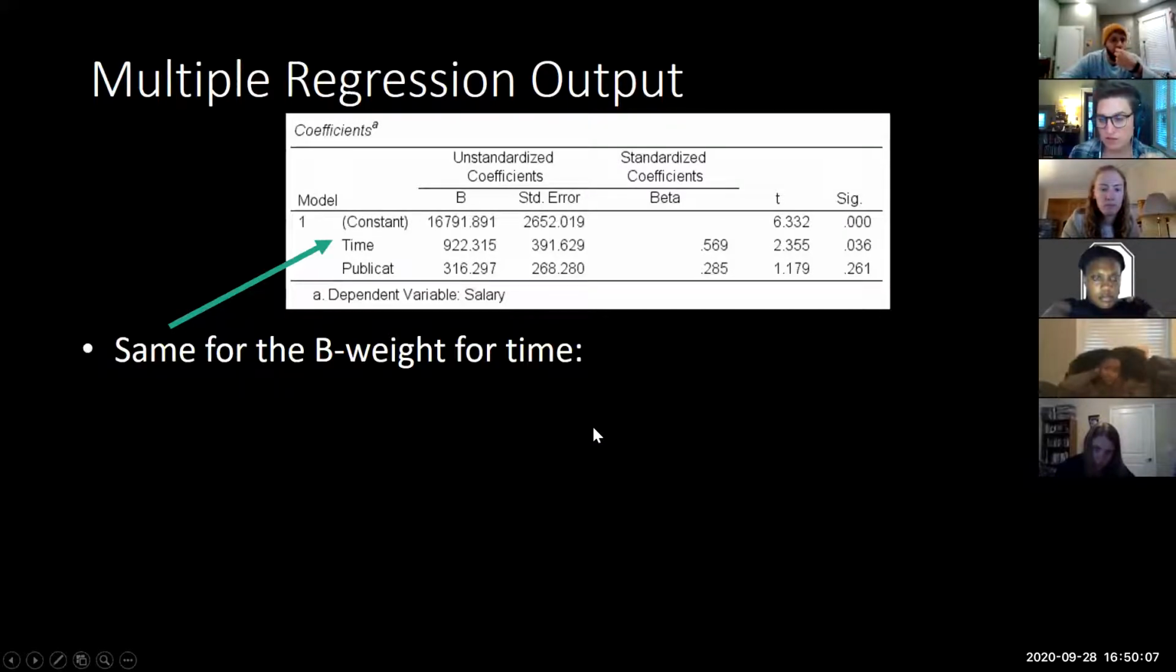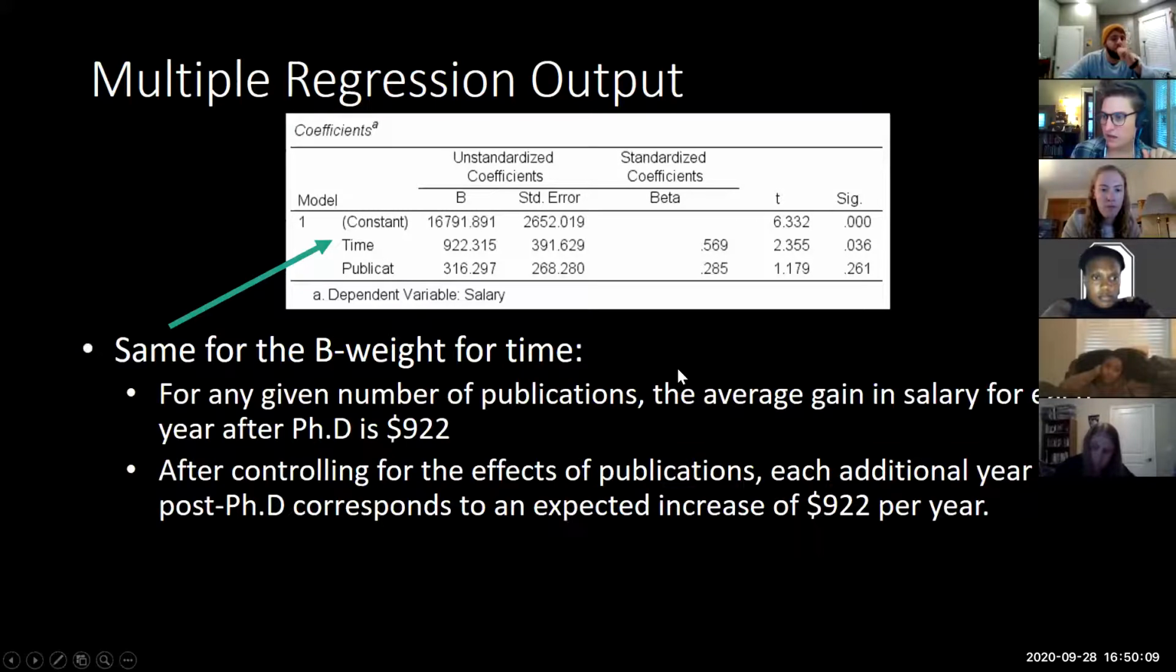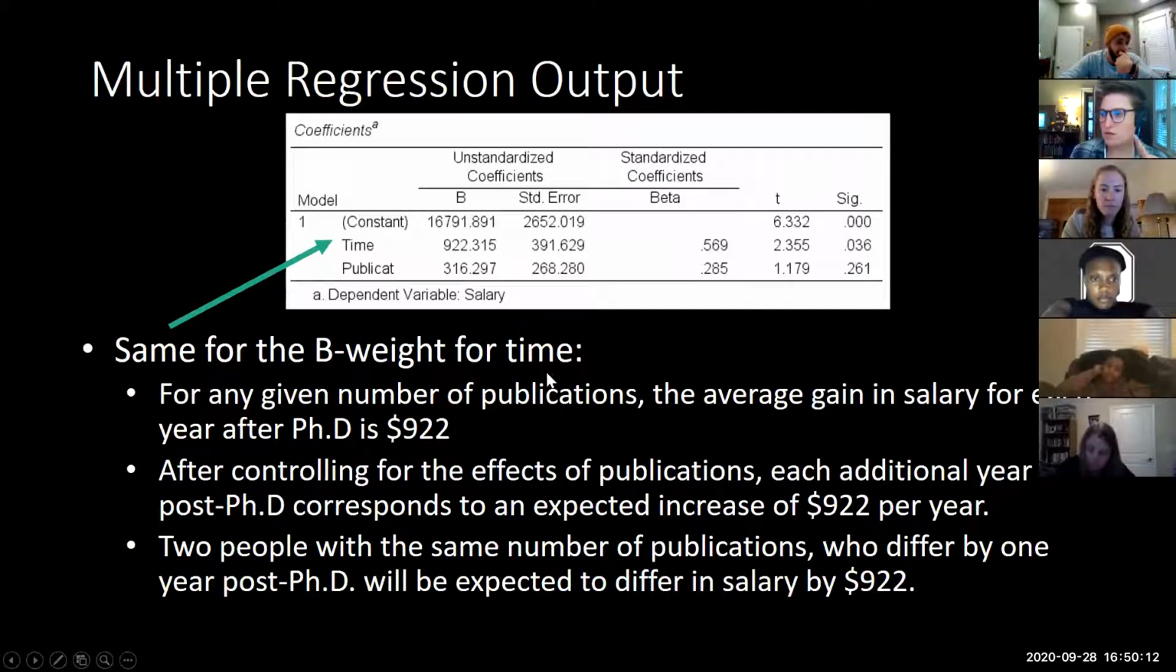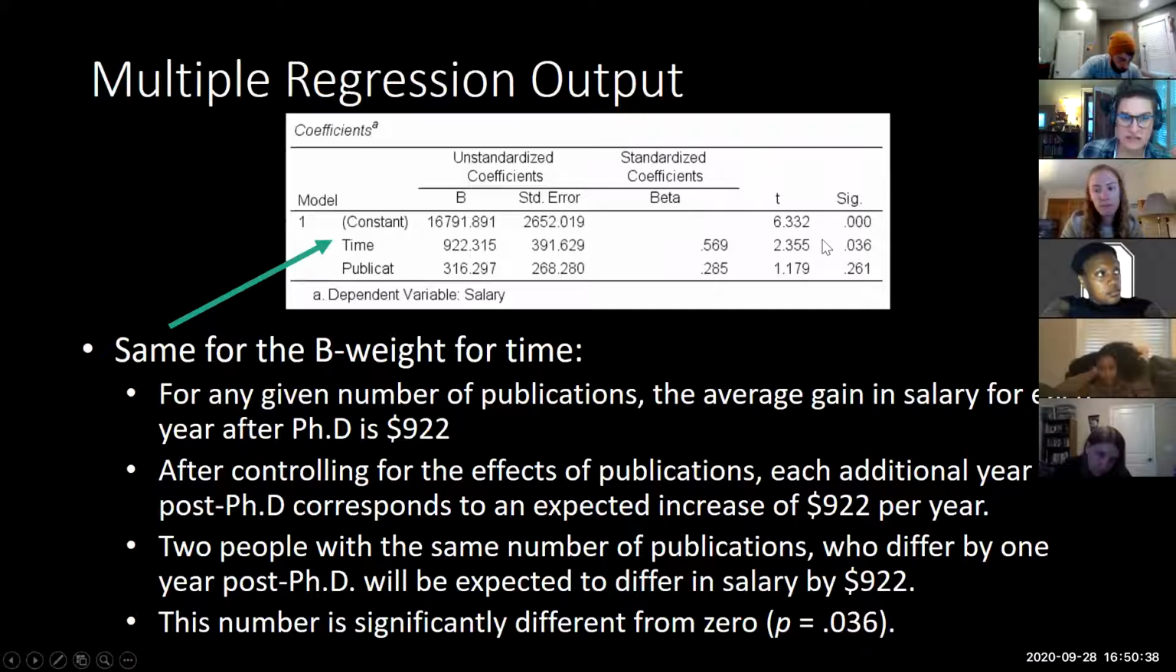Now we can do the same thing for the B weight for time. I'm going to put them all up here so you can see them. I'm just going to pick this last one because I really like it and it's different than the way we've talked about this before. This would be for any 2 people with the same number of publications, because now we're holding this one constant. 2 people who differ by 1 year post PhD will be expected to differ in salary by $922. And that is significantly different from 0. Our p-value here is 0.036.